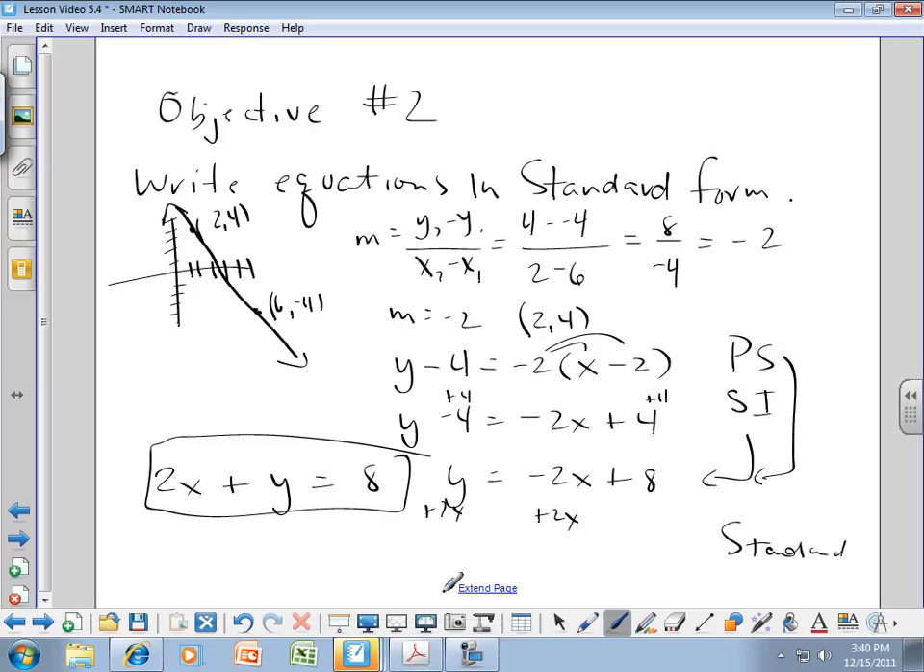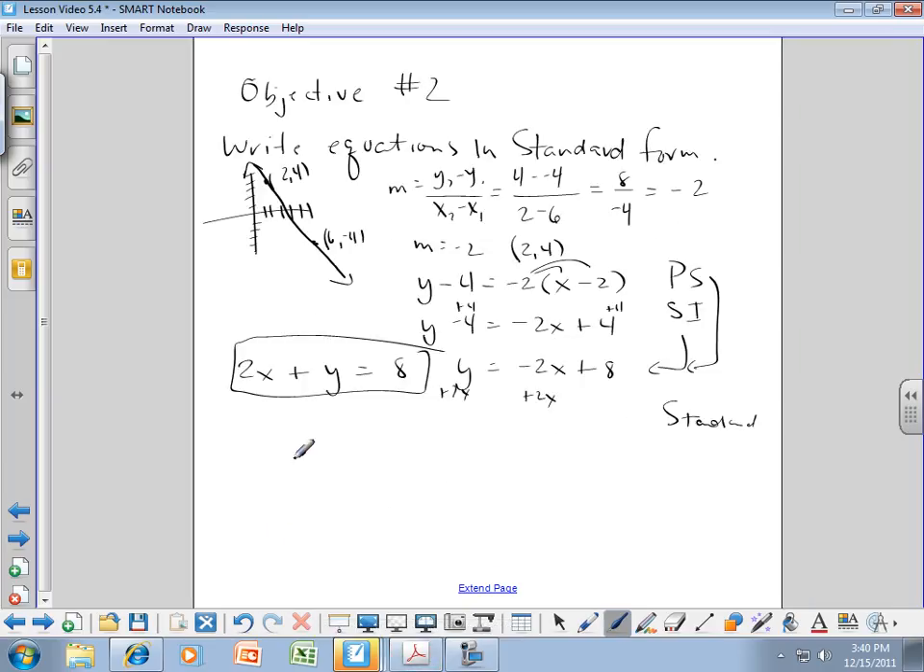Let's just say, for instance, though, that we came up with one that was 5x plus a fraction, 3/2 y equals 7. And we said to be in standard form, you can't have a fraction. Well, how can you make that fraction disappear? Well, in order to make a fraction disappear, multiply by whatever number's in the denominator. And so we would multiply both sides of this equation by 2.